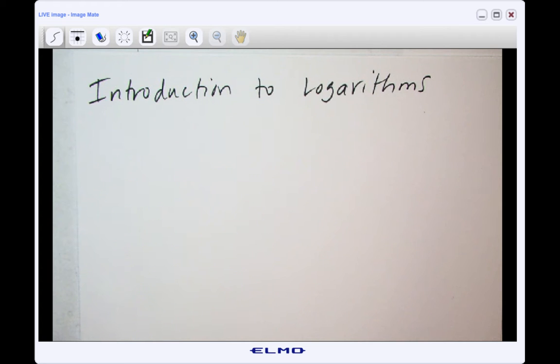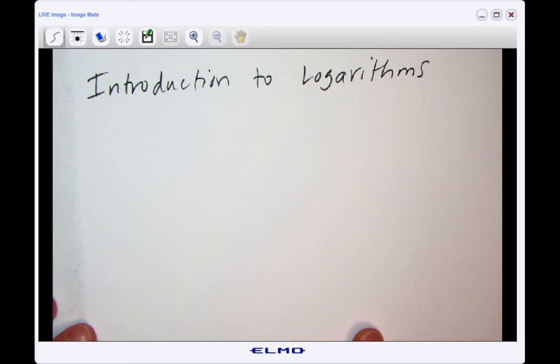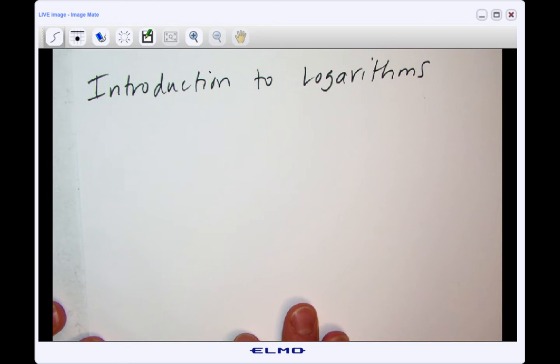Okay, so we're just going to do an introduction to logarithms. There'll be a couple of videos on logarithms because there's a few things we need to talk about, but this is just a basic introduction so that we understand what logarithms are. To understand logarithms, it helps to look at exponential functions because logarithms and exponential functions are actually inverse functions.